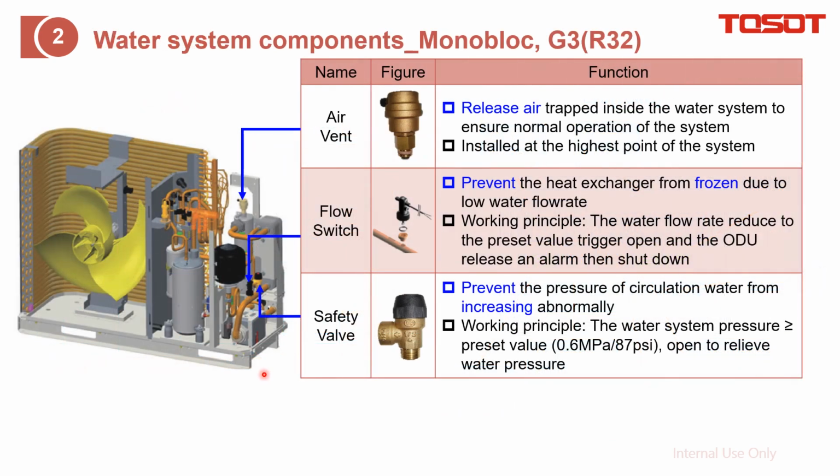On this system inside view, beside the water pump and the expansion tank, there are these three hydraulic components. The air vent releases the trapped air inside the water system, and here is the flow switch, which is to prevent low water flow rate. In that case, if it is open, the system will shut down for protection. And also here is a safety valve. When we charge too much water inside, this will release it automatically.